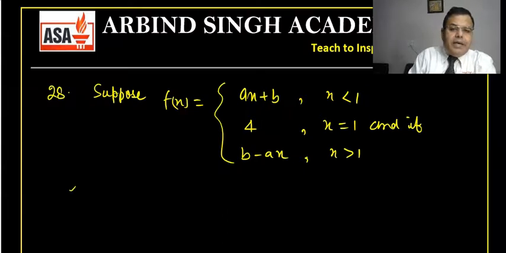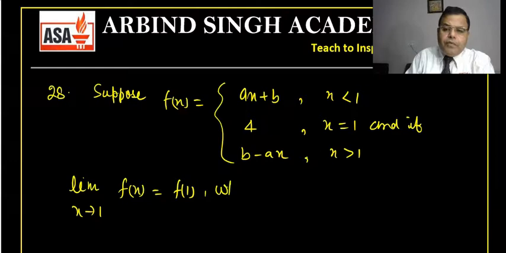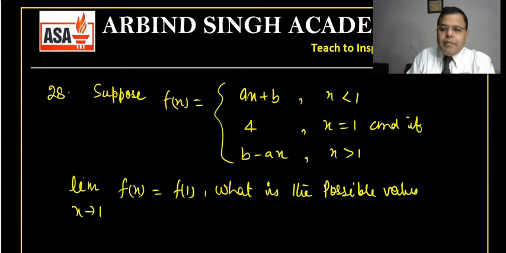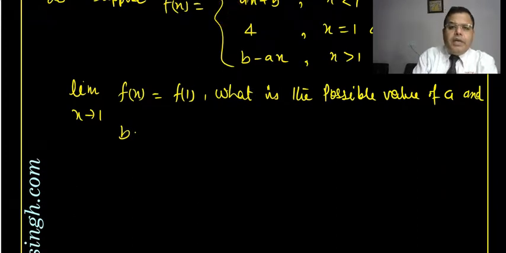It is given that the limit as x tends to 1 of f(x) is equal to f(1). What is the possible value of a and b? This is the question. Now we can have a solution.